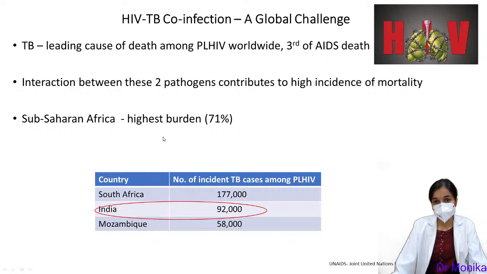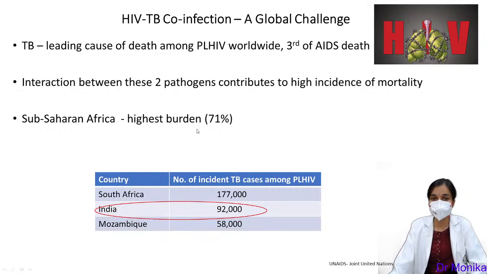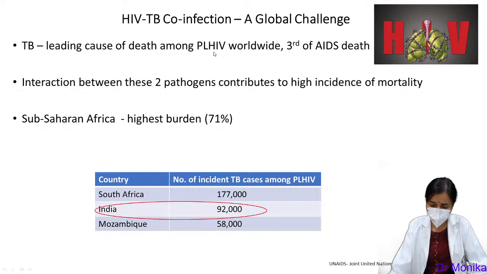Before going into the topic proper, we must understand why this TB-HIV co-infection is posing a great challenge today. As we know, today we have a very good treatment available for HIV, such that the life expectancy of people living with HIV is almost similar to that of people without HIV. However, this deadly synergy between these two pathogens is causing a great challenge in the control of both diseases. So now people are living with HIV, but they are dying because of TB infection.